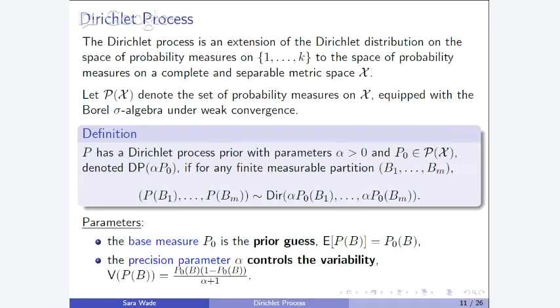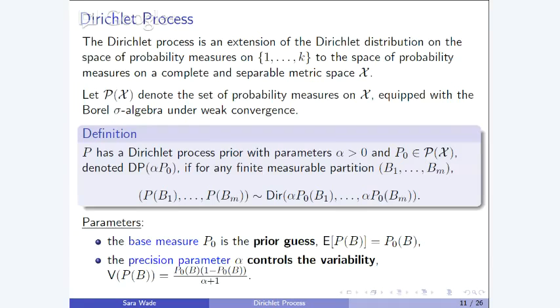We need some additional notation, so I'm using this script P of X to denote this set of probability measures on X. And we need to define a prior on this space. We need a sigma algebra on this space. So we'll consider the Borel sigma algebra under weak convergence. So weak convergence is a metric we can use in the space of probability measures. And the Borel sigma algebra is the sigma algebra generated by all the open balls under this metric.